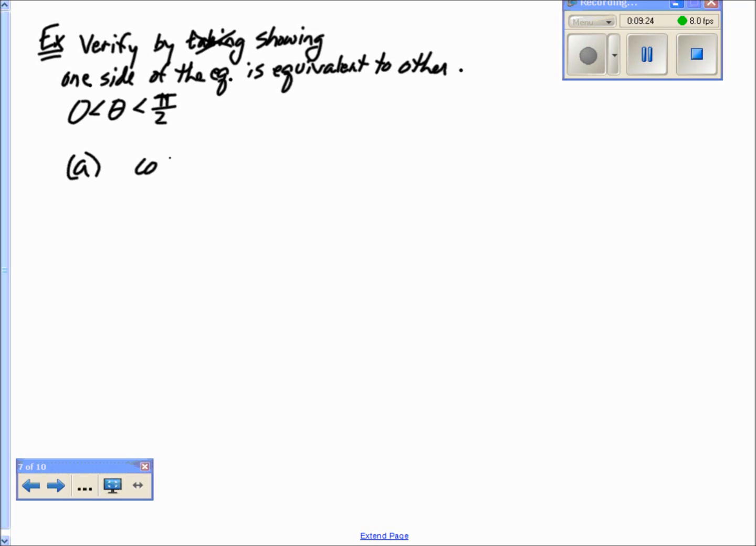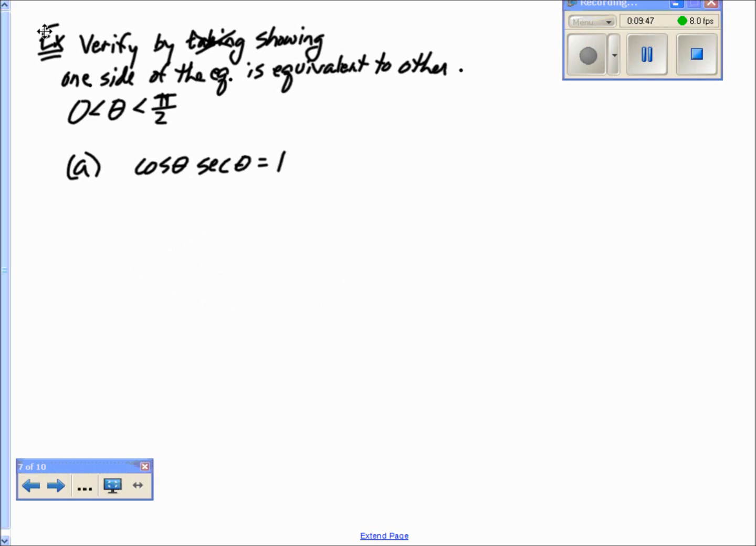Let's take cosine theta times secant theta equals 1. I typically work with my left-hand side, the more complicated side, if you will, and you whittle it down, so you work this down until you get 1, all right? That's an algebraic proof here. So that's what we're going to do on this one.